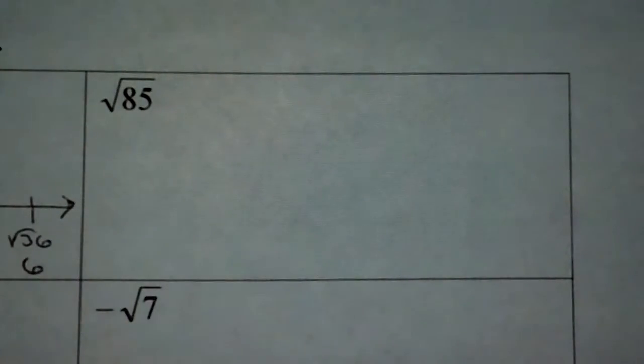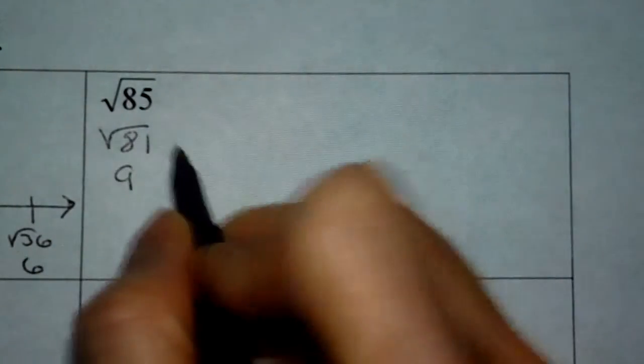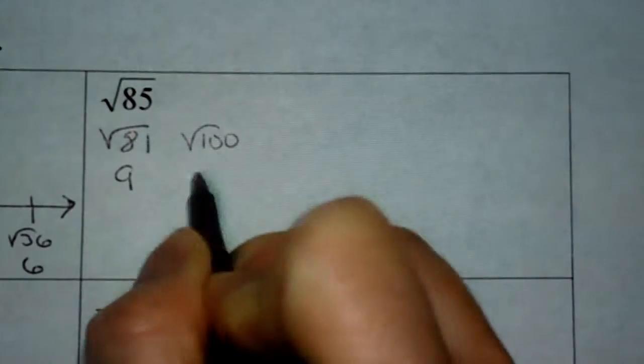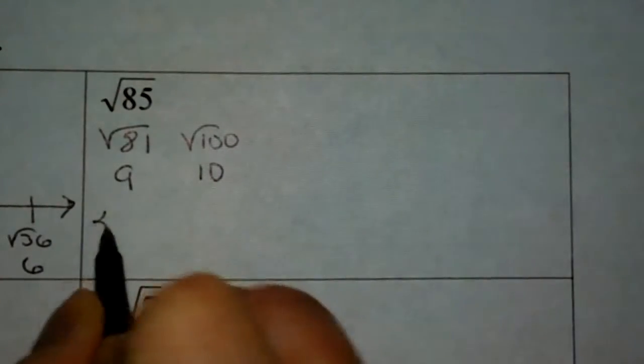But when I see 85 in my chart, I think, okay, well, the square root of 64 is 8. The square root of 81 is 9. Okay, that's really close. So I have the square root of 81, which is 9. And then after that would be the square root of 100, which is 10. So once you know which two perfect roots the square root of 85 is between, we can make our number line.